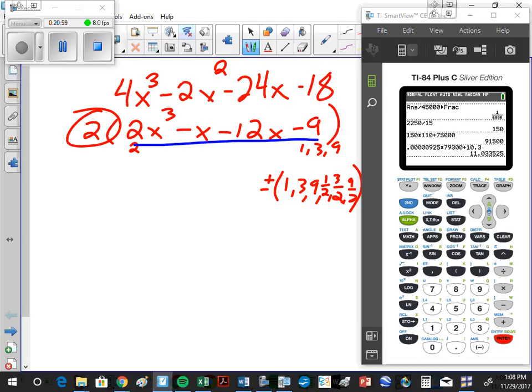2 minus 1 minus 12 minus 9, does that work? No. So let's try negative 1. So I'll switch the second one and I'll switch the last one. 2 plus 1 is 3 minus 12 is negative 9 plus 9 is 0. So negative 1 works.